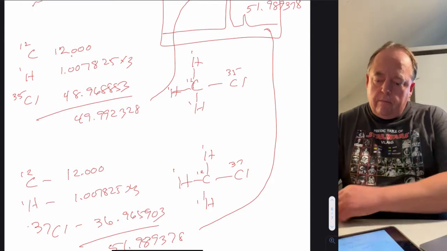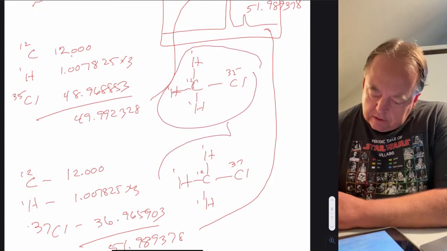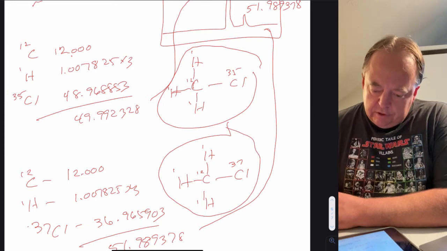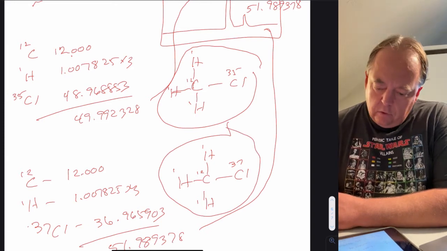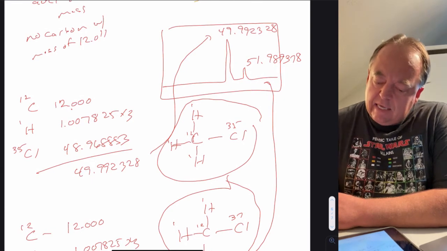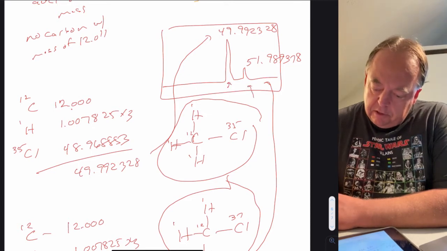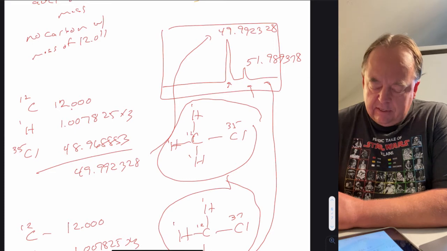So chloromethane in nature is actually some of this molecule and some of that molecule. Which one is there more of in nature, chlorine 35 or chlorine 37? Well, you can tell that by the size of the peaks. This peak is bigger, so there's more chlorine 35 in nature. This peak is smaller, so there's less chlorine 37 in nature.